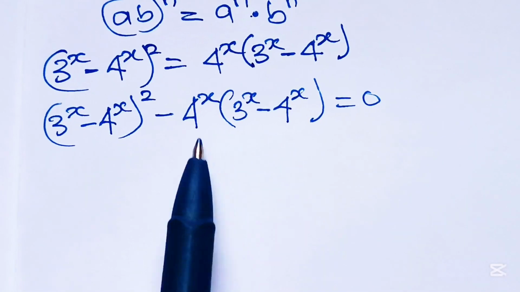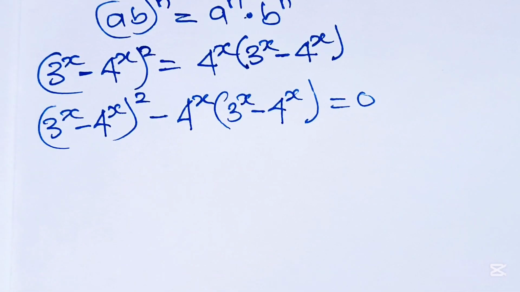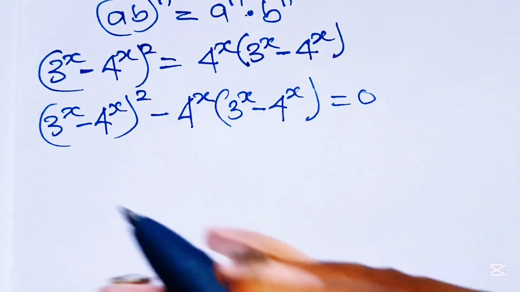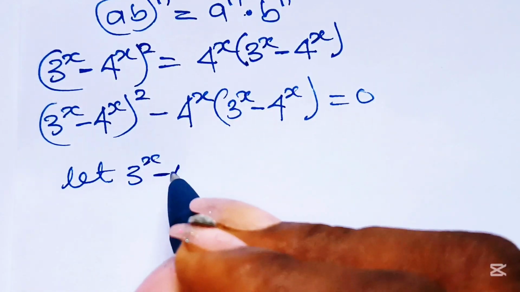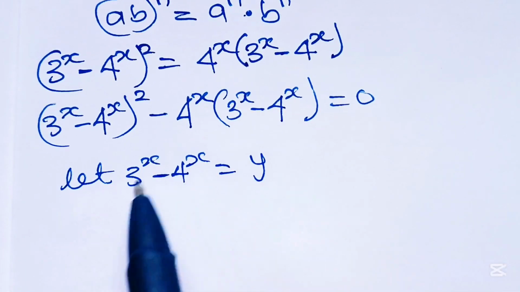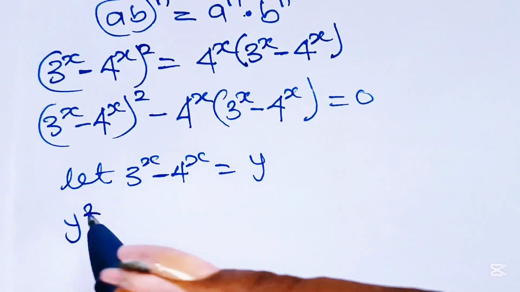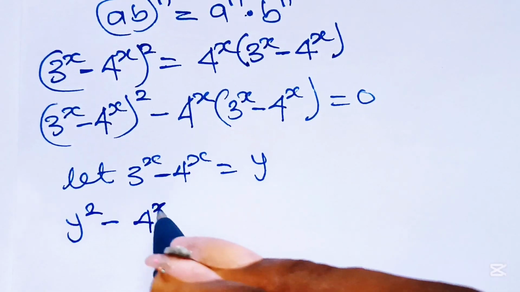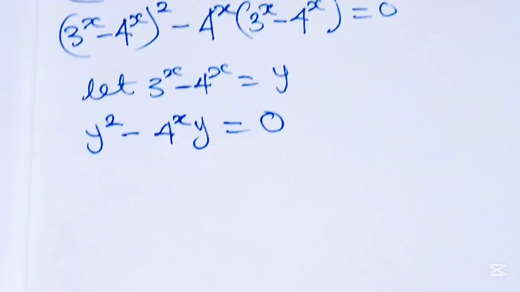Now, if you look closely, you're going to see that we have the same thing inside the bracket. So let's call it something. So we can say let 3 to the power of x minus 4 to the power of x be equal to y. So if we call this y, that means we have y squared here, right? y squared minus 4 to the power of x multiplied by y is equal to 0.